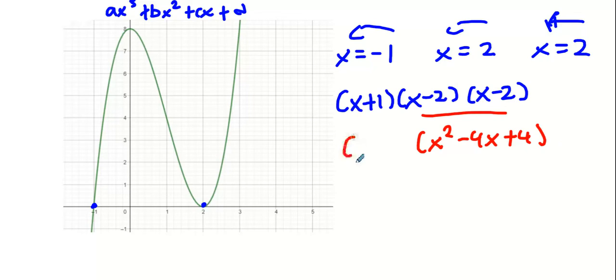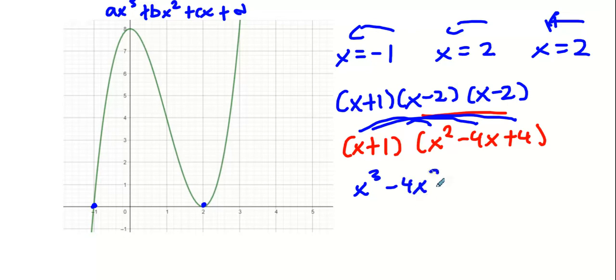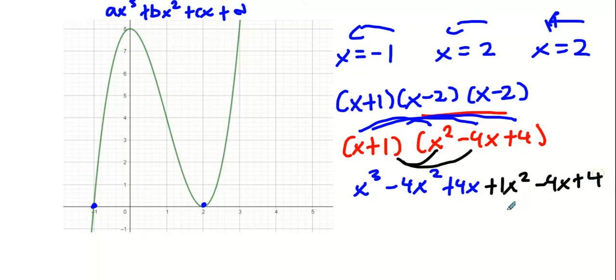And you're going to get x plus 1. Multiply it out again. You get x cubed minus 4x squared plus 4x, plus 1x squared minus 4x plus 4. They cancel.